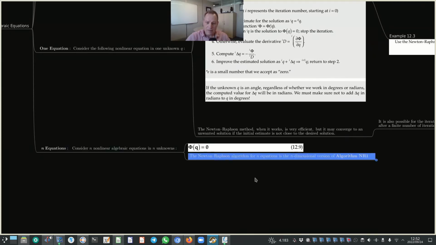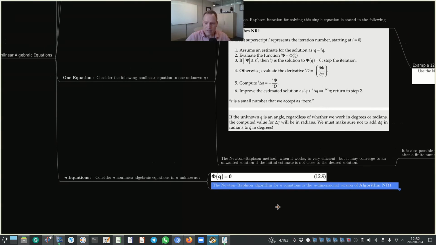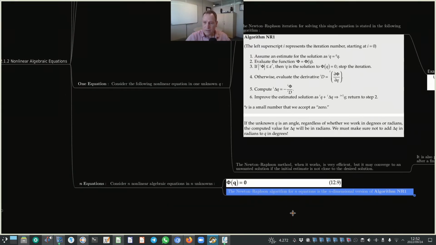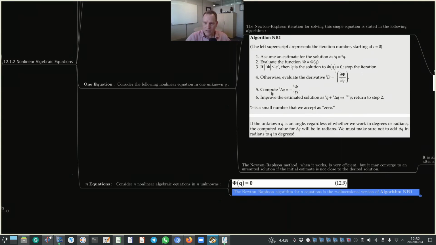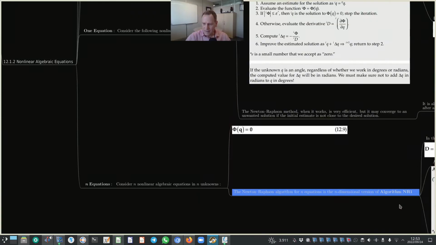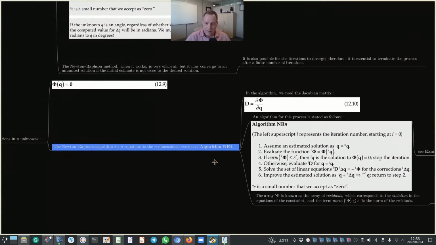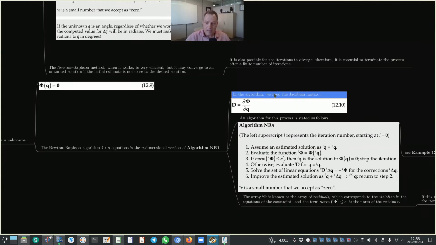The Newton-Raphson algorithm for n equations is the n-dimensional version of algorithm NR1 that you can also see on the screen and that we spoke about earlier. So, in the algorithm, we need the Jacobian matrix, which should ring a bell by now. The Jacobian matrix is also included in the linear velocity and linear acceleration equations, and it's given by expression 12.10.